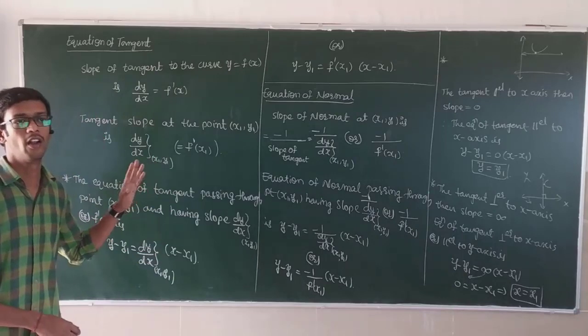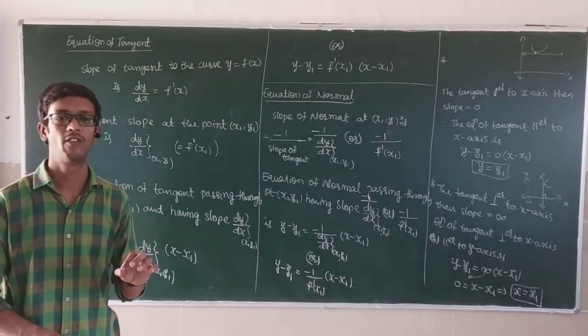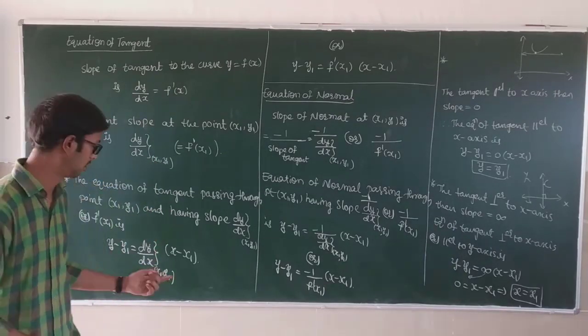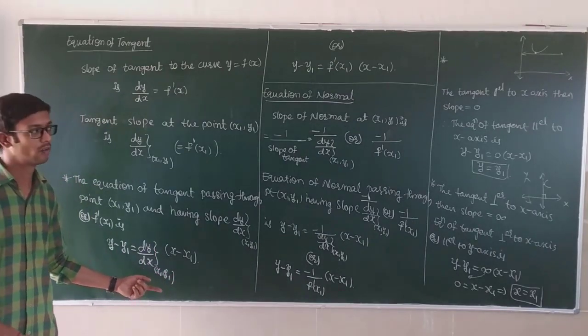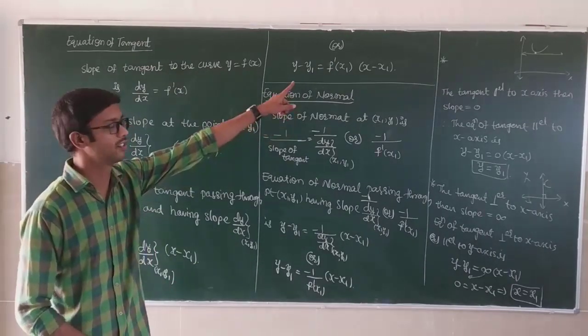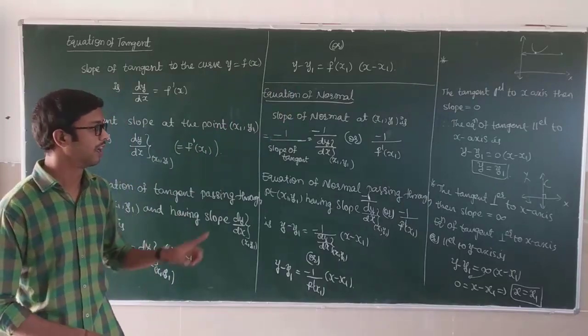The tangent equation: y minus y1 is equal to dy by dx into x minus x1. This is the point, so you have to write the point also. Or f dash of x1. That is a change. Next, normal.